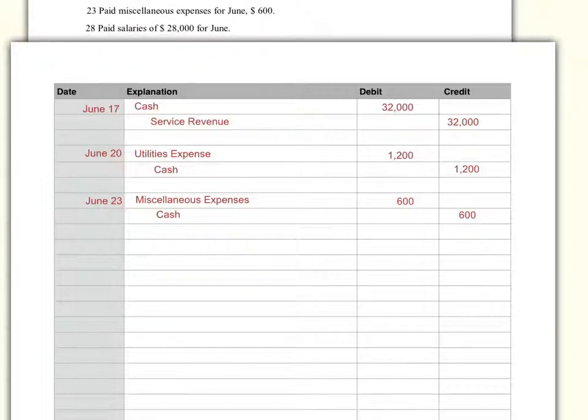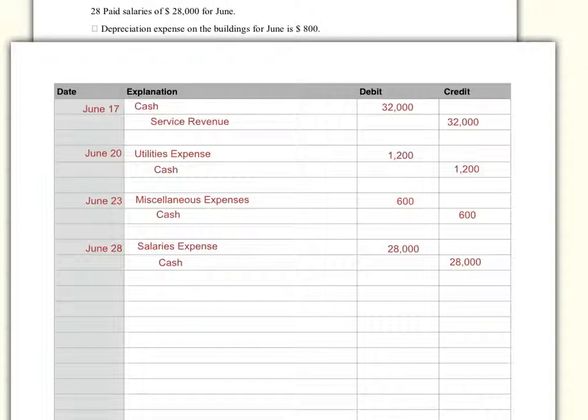Now, on the 28th, I paid salaries for June, $28,000. Debit salaries expense, $28,000, and of course cash. The employees wouldn't be happy if I paid them with anything other than cash. So cash goes down $28,000. And that completes the business transactions for the month of June.